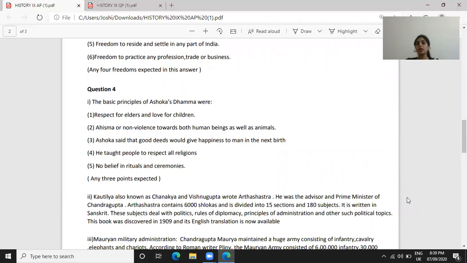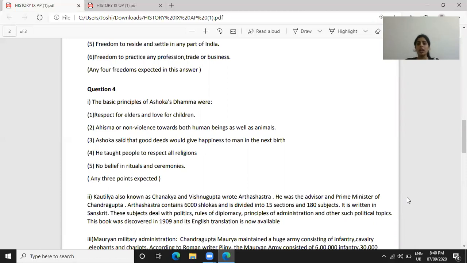So the first one is basic principles of Ashoka's Dharma. We have to mention any 3 points. So let's start with it. The first point, respect for elders and love for children. Number 2, ahimsa or non-violence towards both human beings as well as animals. Point 3, Ashoka said that good deeds would give happiness to man in the next birth.